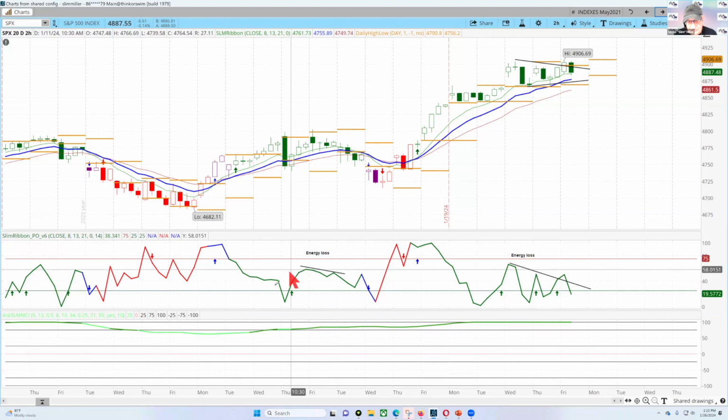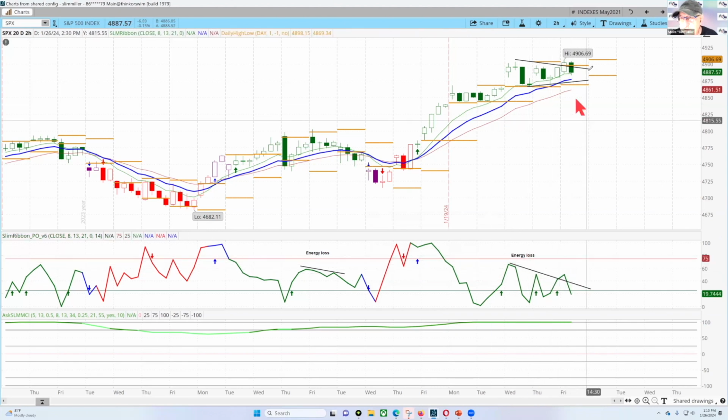Now, right over here, you could see as we look at the slim ribbon PO, this is a little different use of it than I usually show, but you could see that here there was an energy loss going on and it couldn't get over the 75 and then turned down. That's when you were getting into a 2-hour corrective period. Now, this is for near-term traders. This is using this as a guide for your day trading or short-term swing trading. And here you could see again that there's some energy loss going on because it can't get up over these levels.